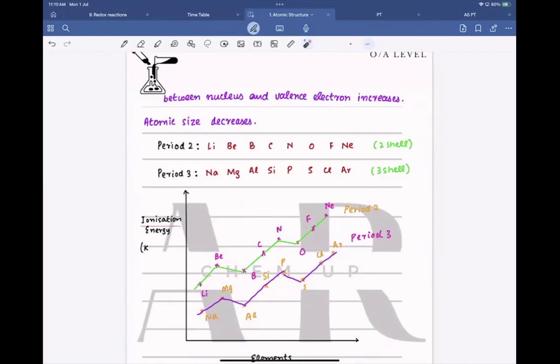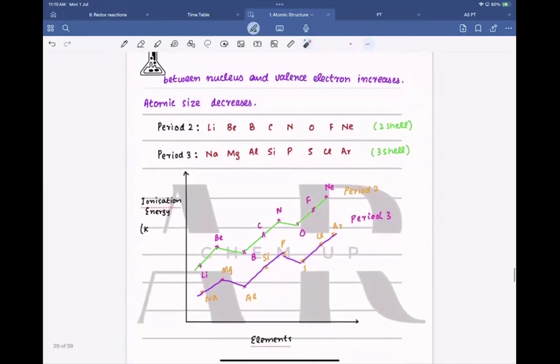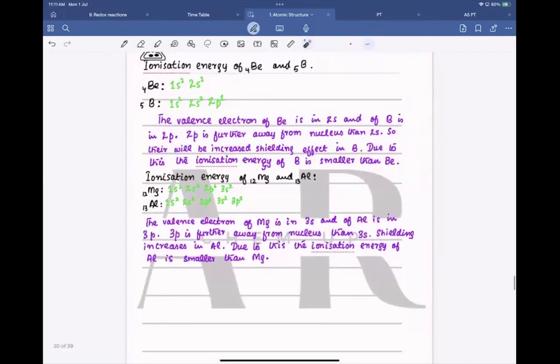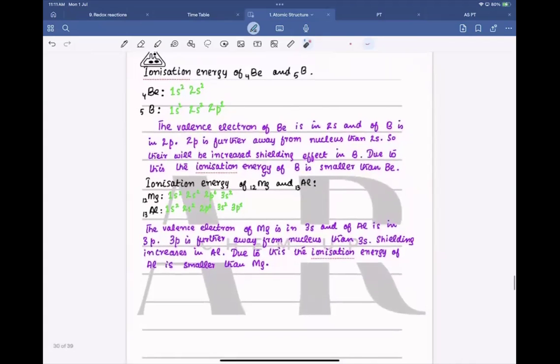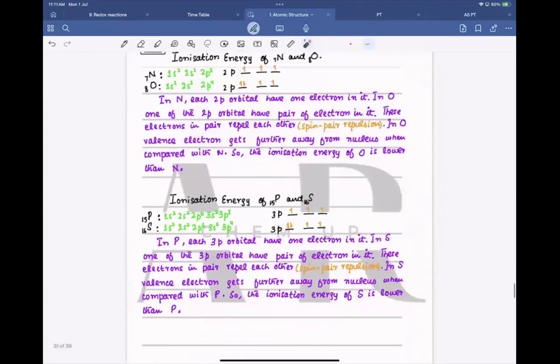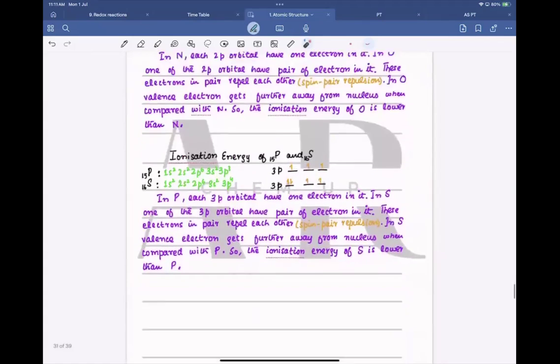And the next one is, the P shell is half filled. Very good. Its P shell is half filled, which is more stable, and here P has a pair, which makes the electrons get further away from the nucleus due to the spin pair repulsion, and the ionization energy decreases. Here I have discussed these reasons. Is this clear? Yes, sir.